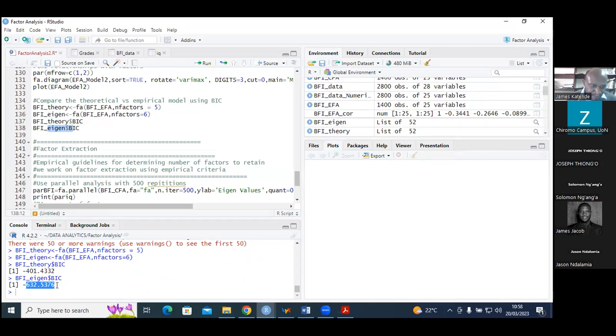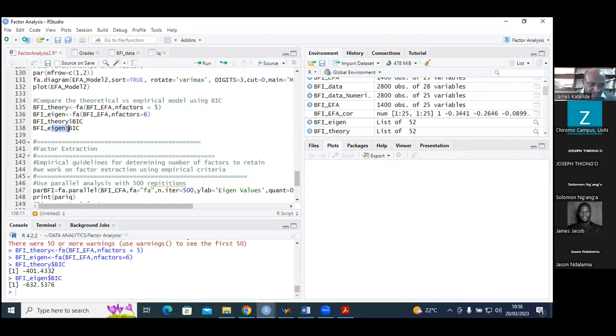But in practice, that is not all you consider. Also, the theoretical framework and interpretability must be taken seriously, and experts consulted on that to get the final decision. But if you compare the two using this BIC, it shows that the one suggested by the scree plot was better.